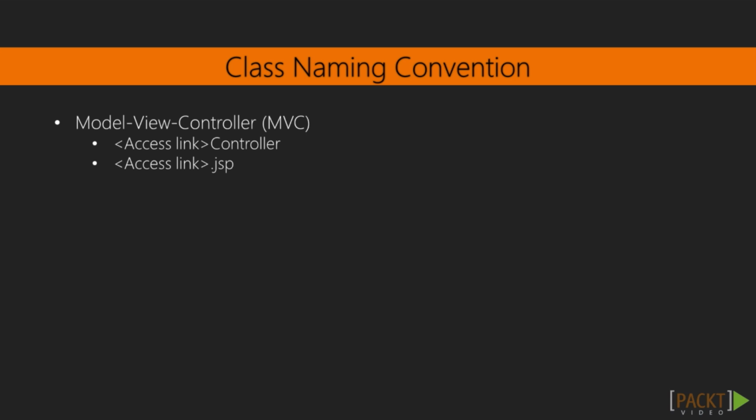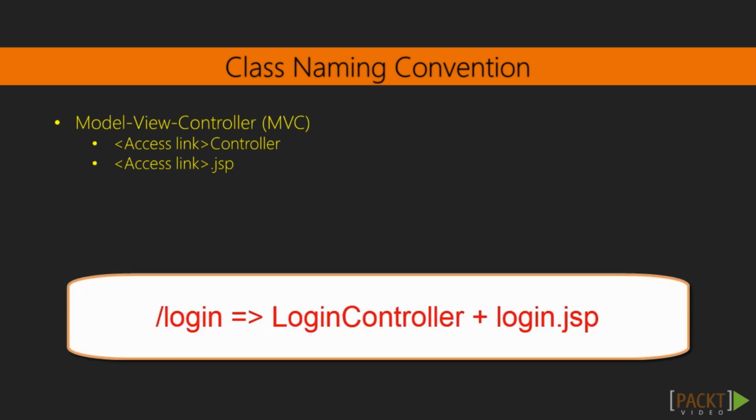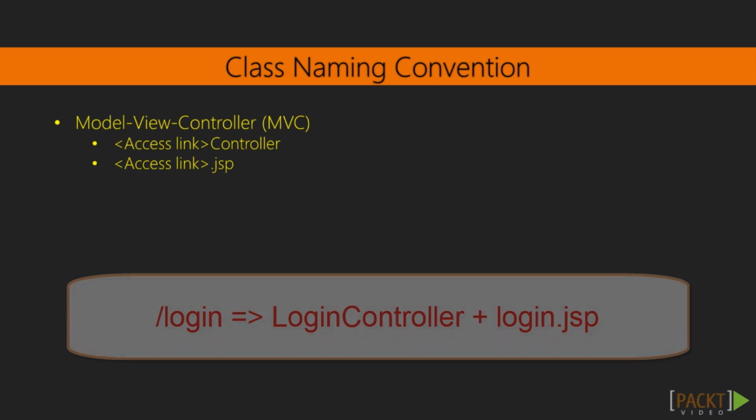Basically, we'll use different suffixes to indicate the roles and responsibilities of a class if it's part of a design pattern. We'll use an access link as a part of a name for MVC classes. Take login as an example. The access link as we defined in previous video is /login. We then name the MVC controller for login as login controller and the JSP as login.jsp respectively.